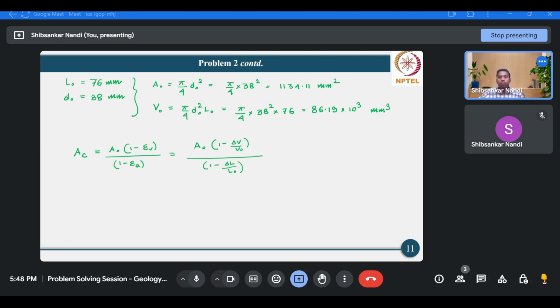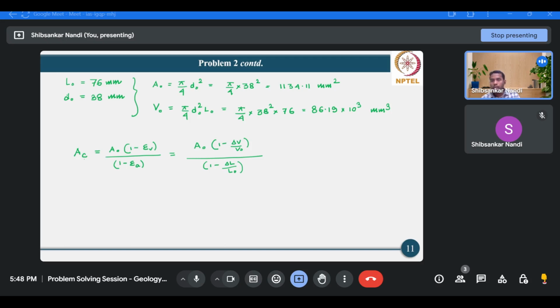I think in the last session we derived this expression for the unconsolidated undrained test, and it was A0 by 1 minus epsilon a, because epsilon v is 0 for an undrained test. So this term will be here. In the generalized case, it is 1 minus epsilon v.